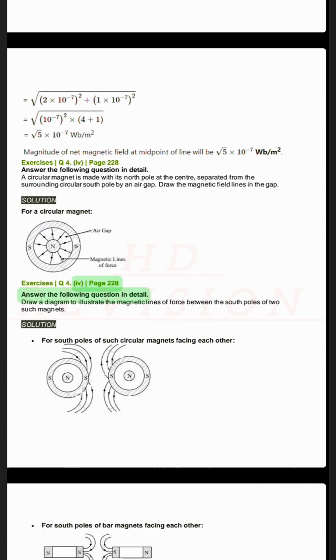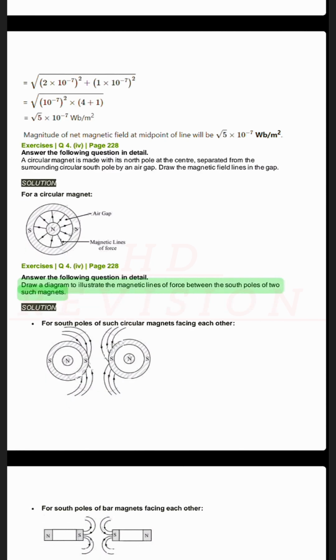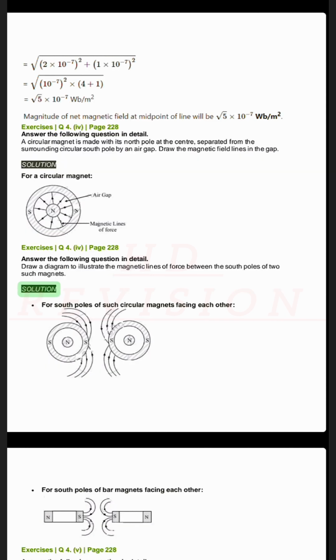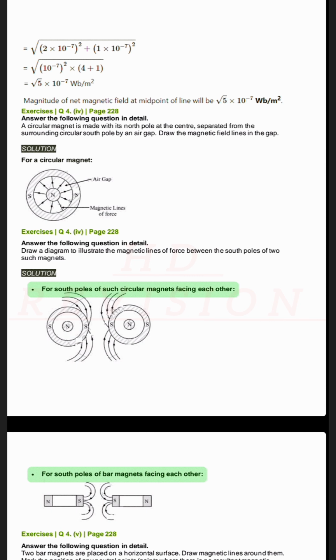Exercises, Q4, F, page 228. Answer the following question in detail. Draw a diagram to illustrate the magnetic lines of force between the south poles of two such magnets. Solution. For south poles of such circular magnets facing each other. For south poles of bar magnets facing each other.